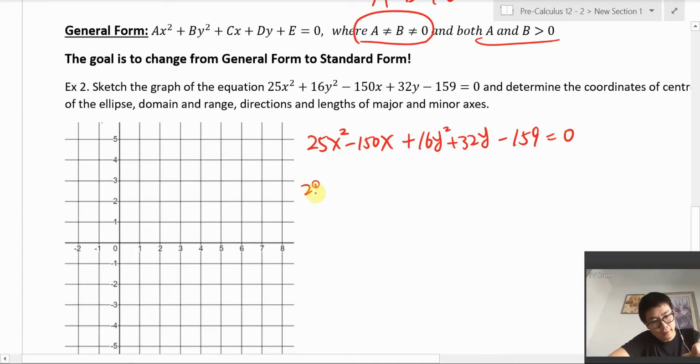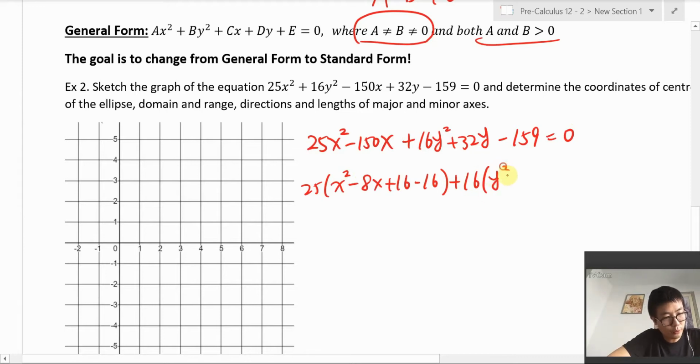Now I need to factor out 25. So you get x squared minus 8x, divided by 2 is 4. 4 squared is 16, so plus 16 minus 16 plus 16. Then y squared plus 2y, divided by 2 is 1. 1 squared is 1. Minus 159 equal to 0.